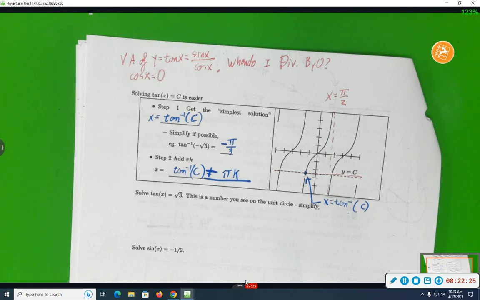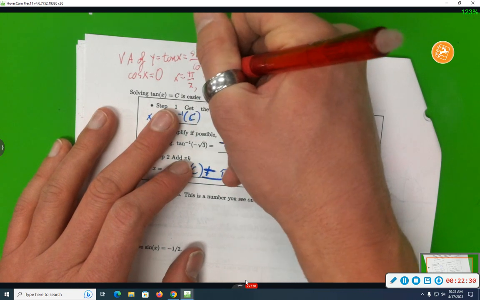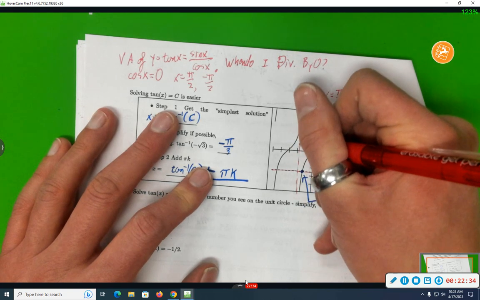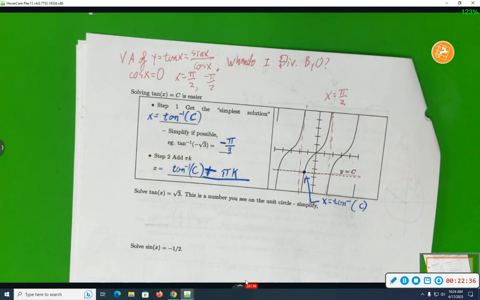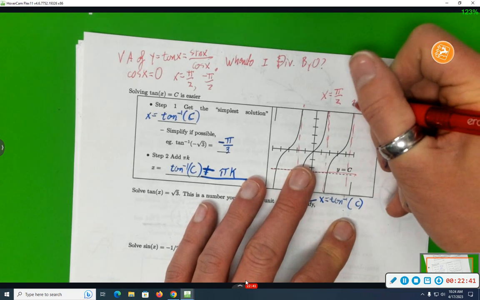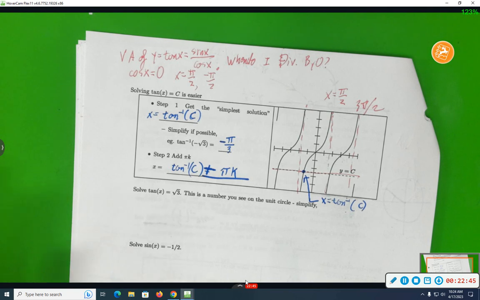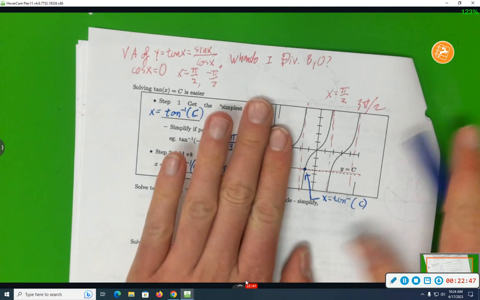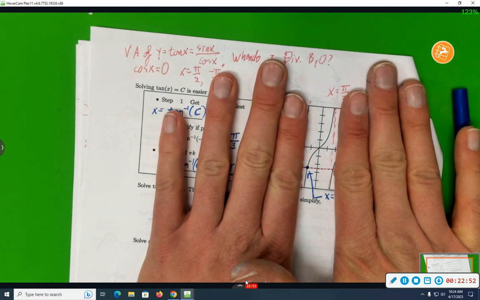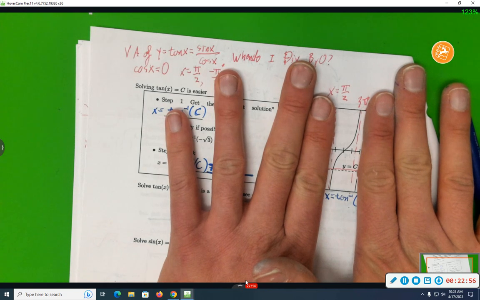Pi over 2 or negative pi over 2 will do the job. So there should be a vertical asymptote at pi over 2. There should be a vertical asymptote at negative pi over 2. And in fact, there should be more of them. There should be another one over here at 3 pi over 2, and so on. All right, so let's take a look at this. It sure looks like everything between those two vertical asymptotes, if I just shift it over to be between the next two vertical asymptotes, it looks exactly the same graph.